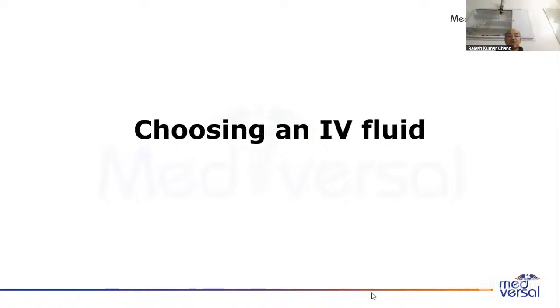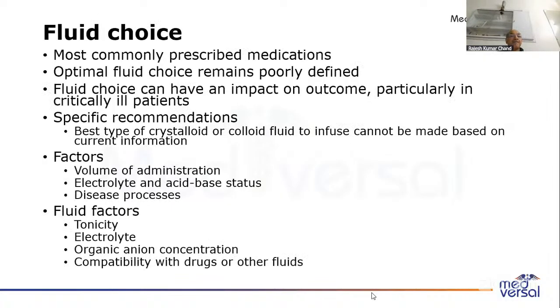Now, coming to choosing an IV fluid. Fluid choice is important because IV fluids are the most commonly prescribed medication in hospitalized or critically ill patients. The optimal choice of fluid remains poorly defined. The fluid choice can have an impact on outcome, particularly in critically ill patients. And the problem is that specific recommendations on the best type of crystalloid and colloid fluid to infuse cannot be based on the current information.